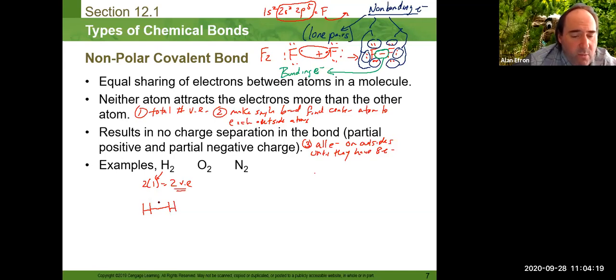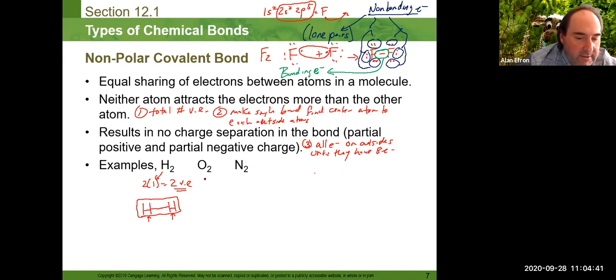And now that I'm done, I want to make sure everybody's okay here. So this guy on the left has 2 electrons. This guy on the right has 2 electrons. And as we talked about earlier, hydrogen only needs 2 electrons to get to the noble gas configuration. So again, this would be the proper structure here for H2.